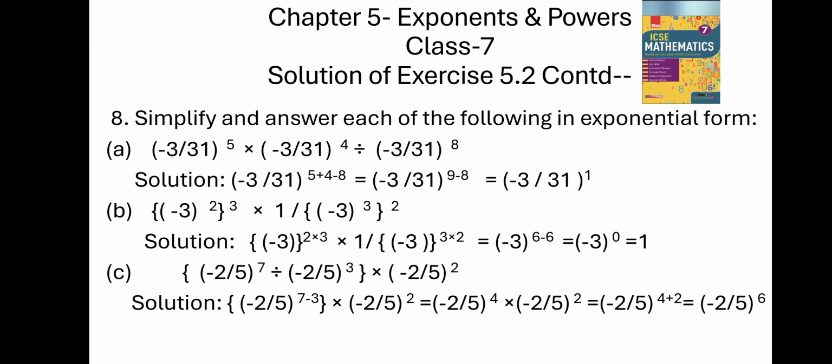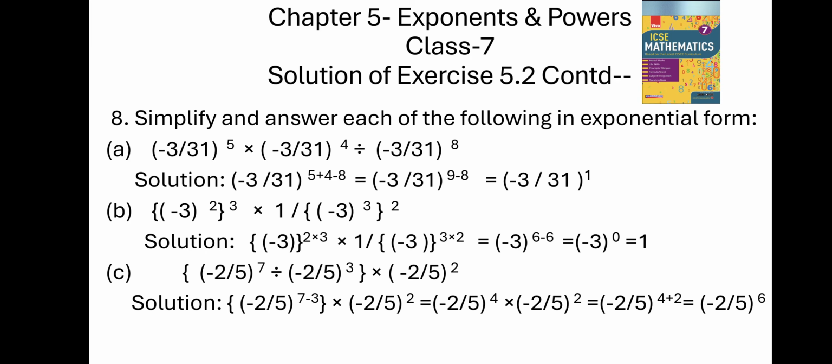So in the solution we have given (-3) raised to the power of 2 into 3 multiplied by 1 upon (-3) raised to the power of 3 into 2, because a raised to m whole raised to n is a raised to m into n. That is the law of exponent used here. So here (-3) raised to the power of 6 minus 6, because it is upon (-3) raised to the power of 3 into 2. So therefore we have to subtract the exponents.